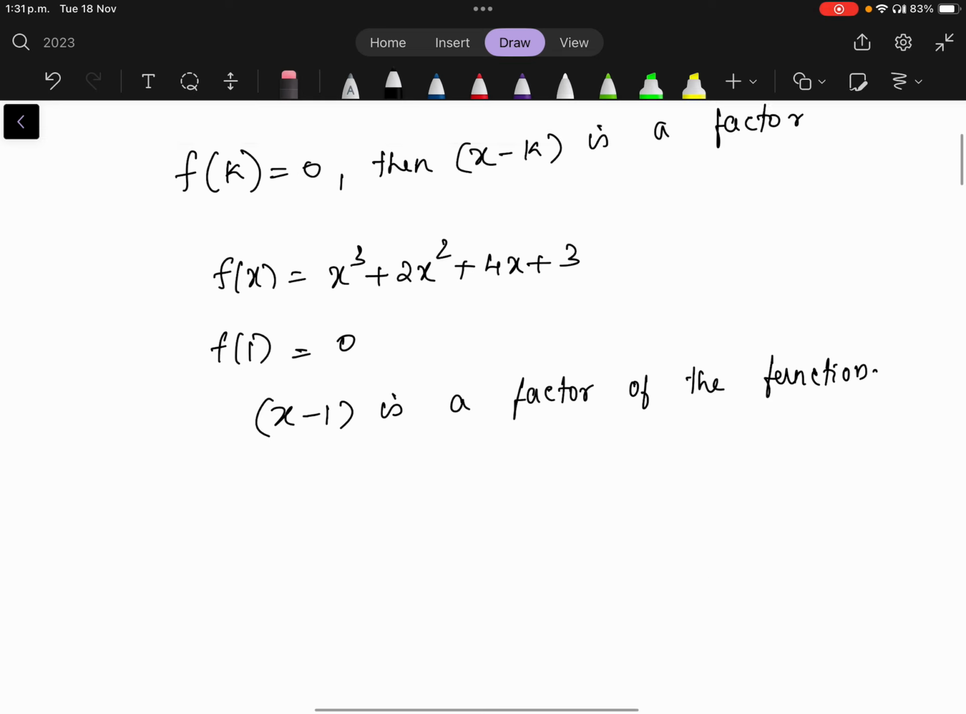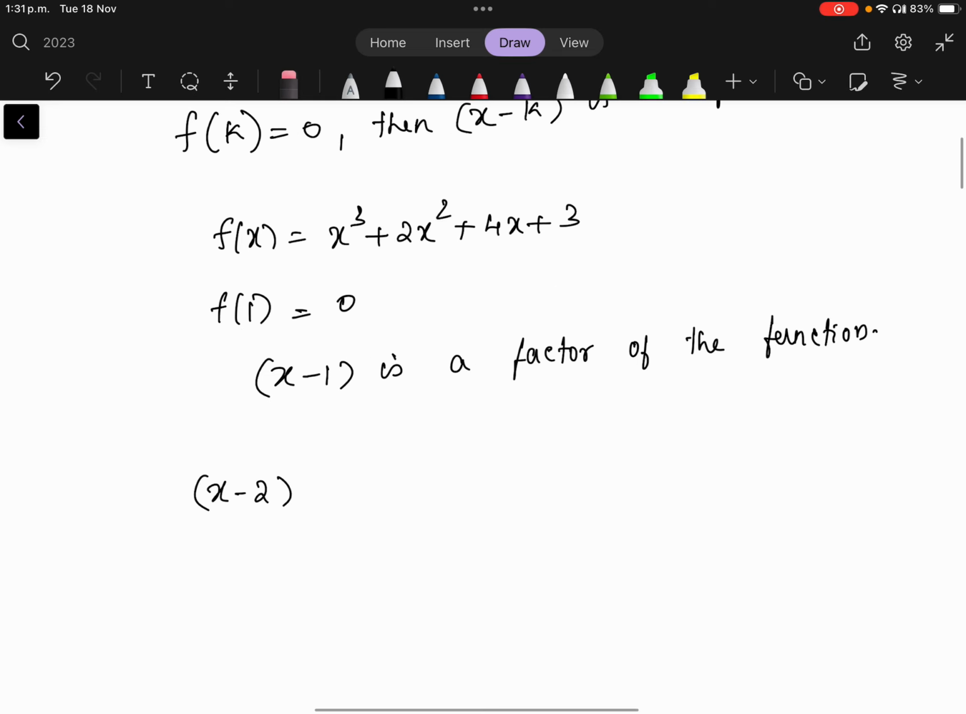Okay, the reverse is also true. Suppose you say that x minus 2 is a factor, I can say that f of 2 will be equal to 0. So remember, there's a negative here, and here you will work with a positive number. That is something which you have to remember.